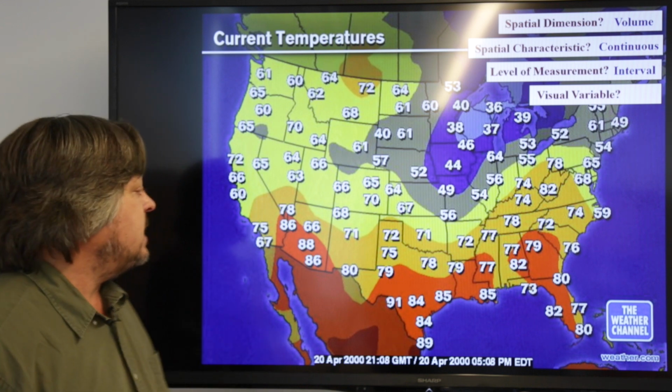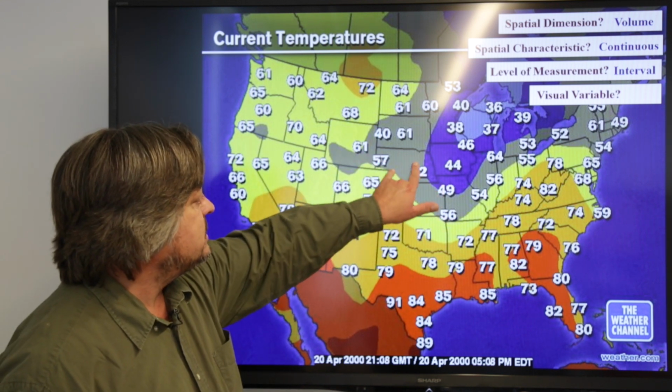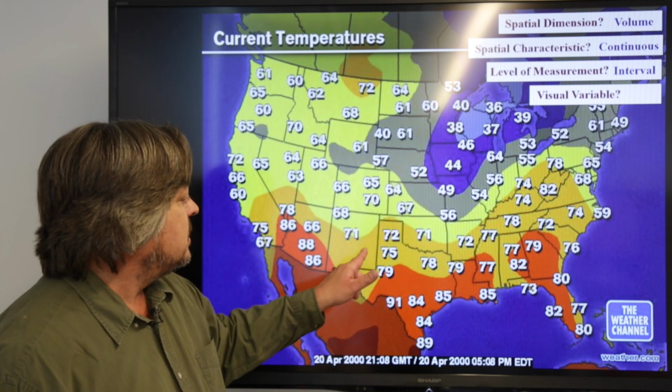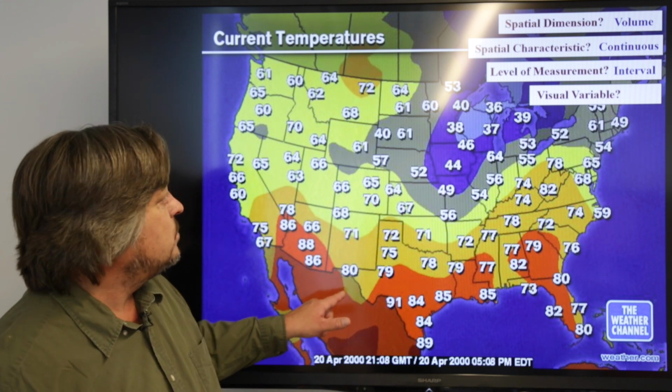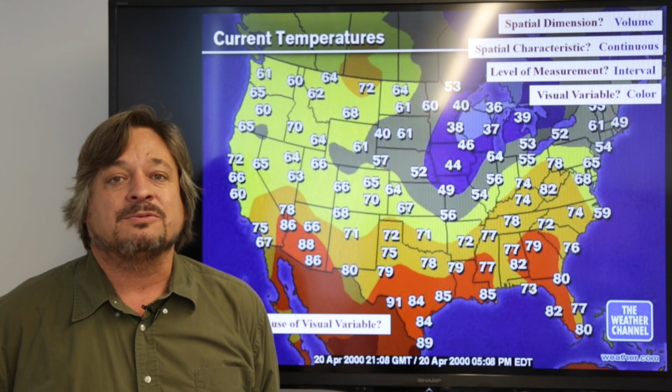The visual variable is what represents the thematic overlay. In this case, we're looking at temperature, and so it's actually color. It's these different color bands representing the 10 degrees of heat or coolness in the temperature. So color. The next one is we'd ask, is this an appropriate use of the visual variable?